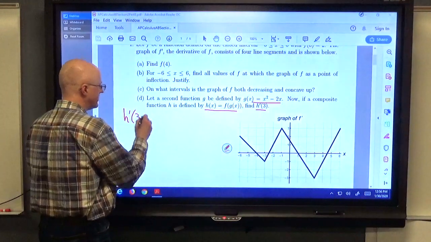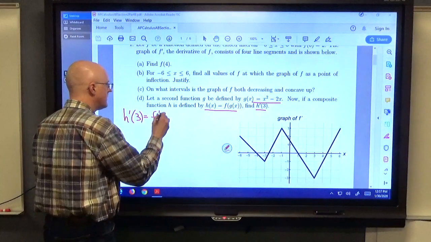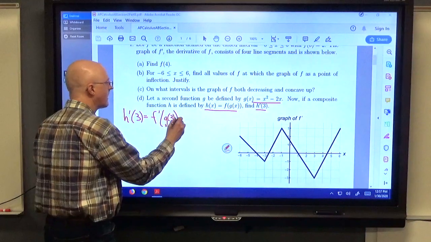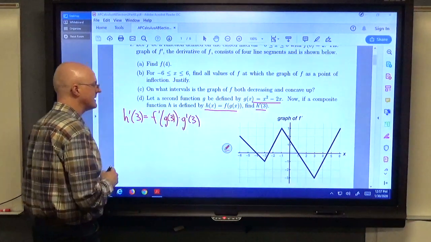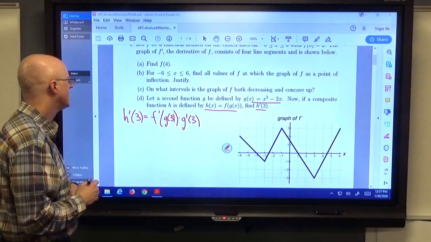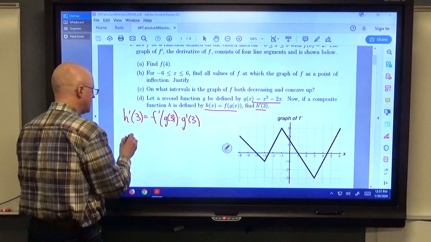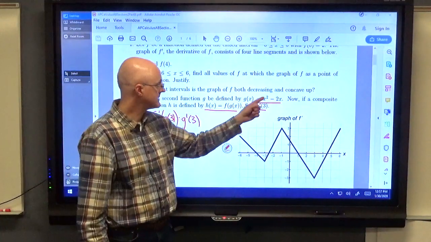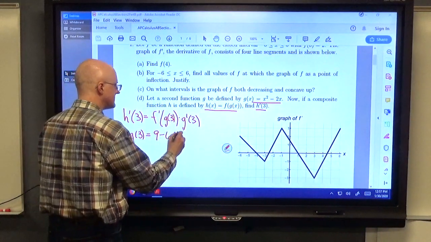But I can go ahead and plug in 3 from the start. Take the derivative of the outside function, f. Plug in the inside function evaluated at the input, 3. Multiply times the derivative of the inside function at that value of x, which is 3 here. All right, so we just need to evaluate these things. G of 3, looking at the formula for g, is going to be 3 squared minus 2 times 3. That's 9 minus 6 is 3.